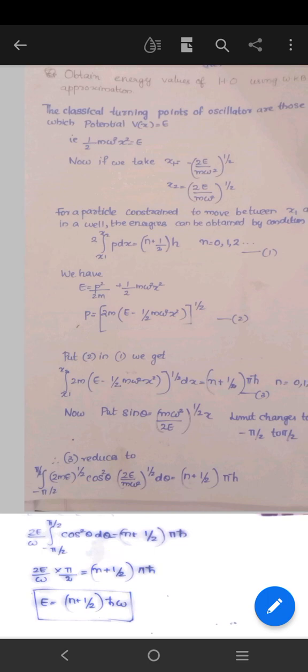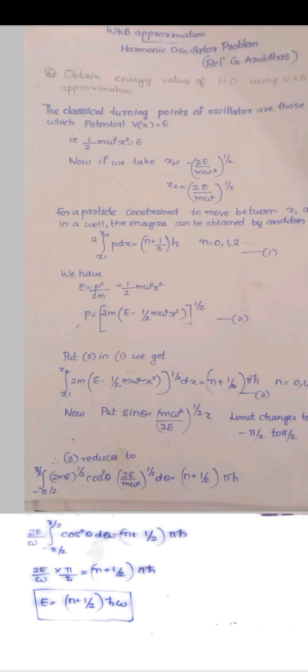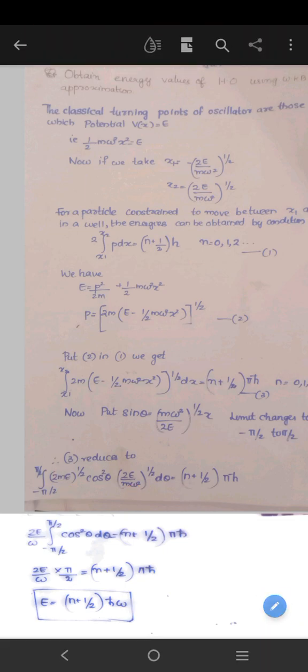Now it is simple to solve this equation. We could take 2E outside, and after cancelling all the terms, we get (2E by omega) times the integral from minus pi by 2 to pi by 2 of cos square theta d theta, equal to (n plus 1 by 2) pi h bar. Before starting this problem, we are sure about the eigenvalue solution of the harmonic oscillator. We should get En is equal to (n plus 1 by 2) h bar omega.